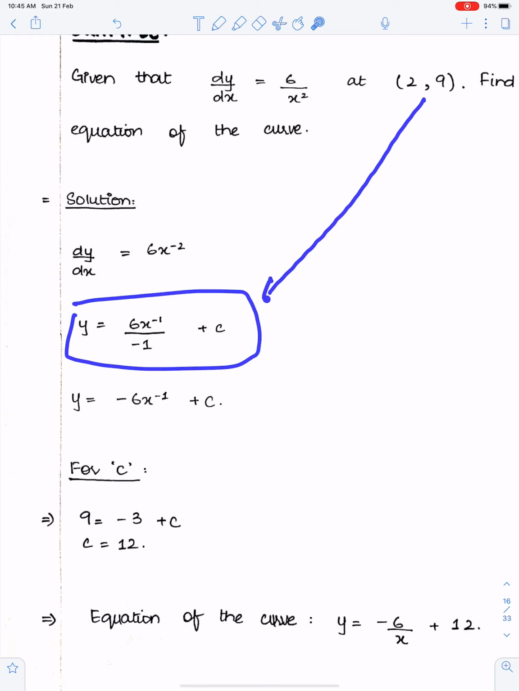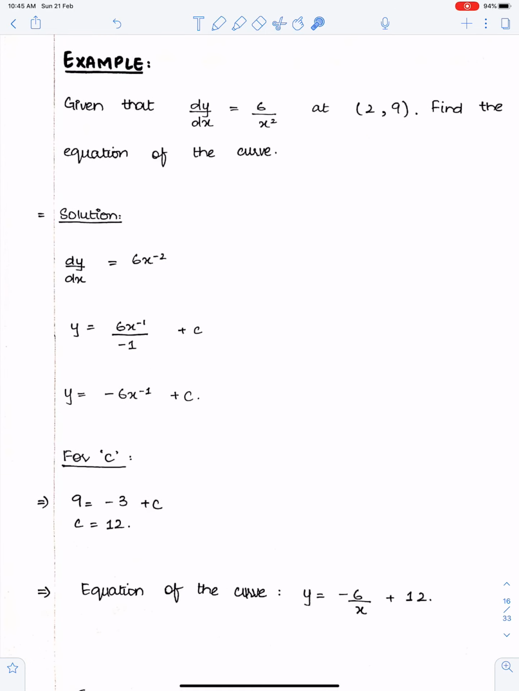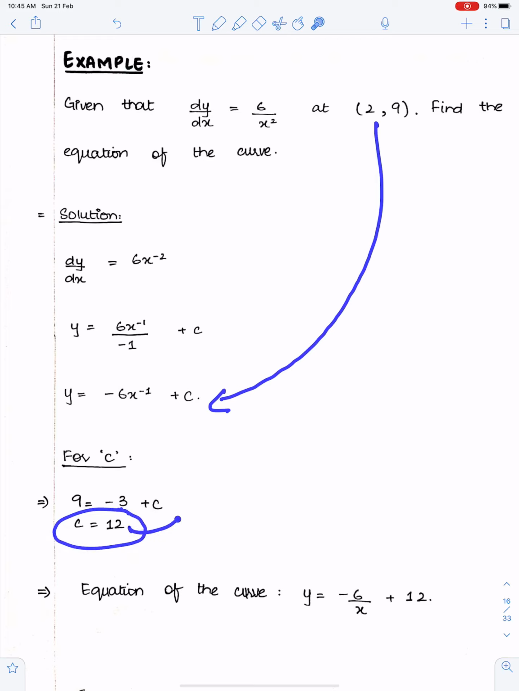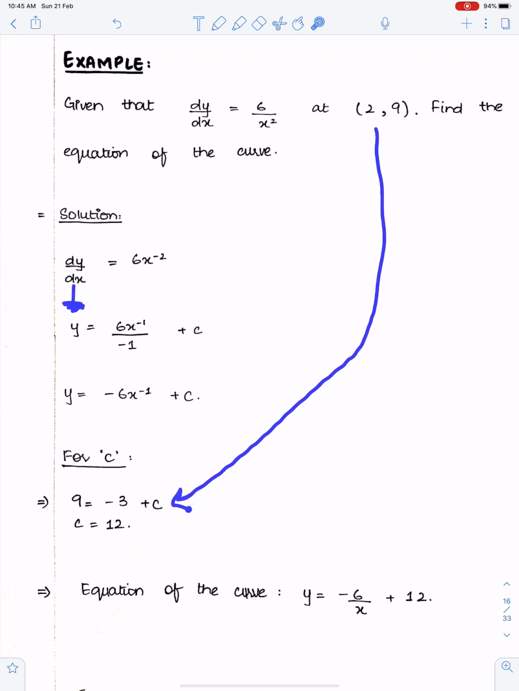Now get the simplified form of this and then substitute this point into the simplified equation. You can substitute this here. By substituting 2 and 9 here, we have c, which is 12. Now substitute 12 here. This is the equation of the curve. So first integrate the gradient and then use the given point to get the value of c, and then substitute c back into the equation and get the final answer.